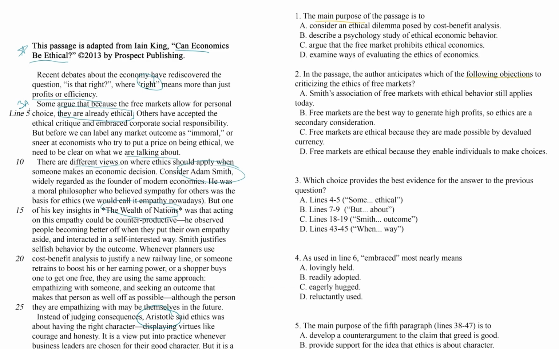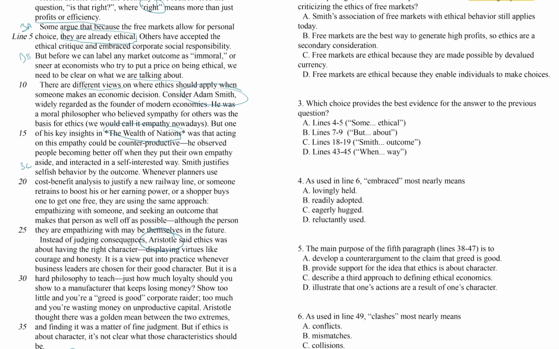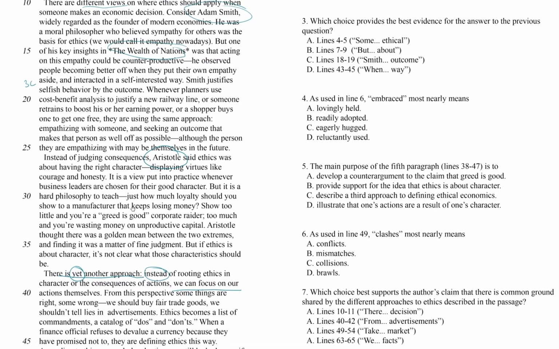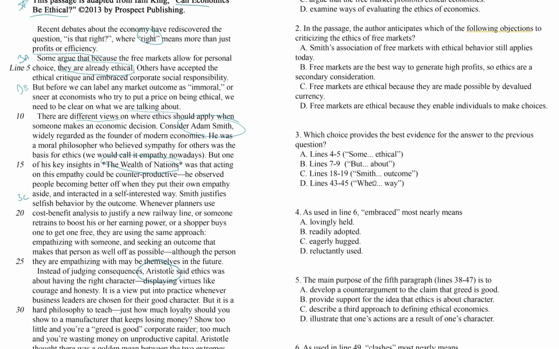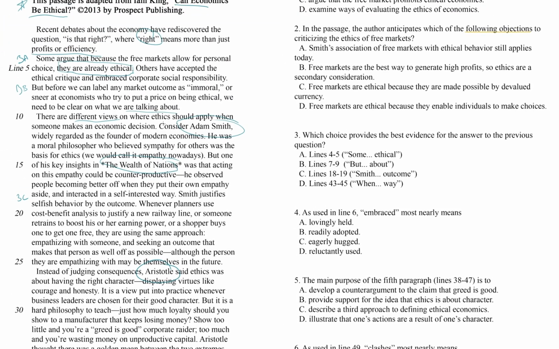Okay, so lines 4 to 5, that's 3A. Lines 7 to 9, begins with but, ends with about, that's 3B. Lines 18 to 19, Smith, outcome, there's Smith, outcome, okay, 3C. And finally, 43 to 45, when to weigh, there's when, okay, so let's do 3D. Great. As used in line 6, embraced most nearly means, it's fine, here's embraced.